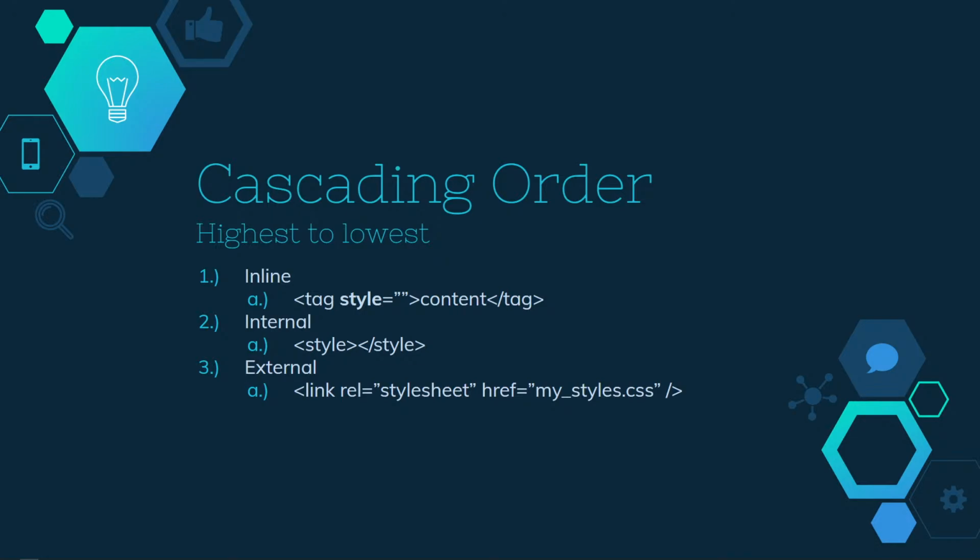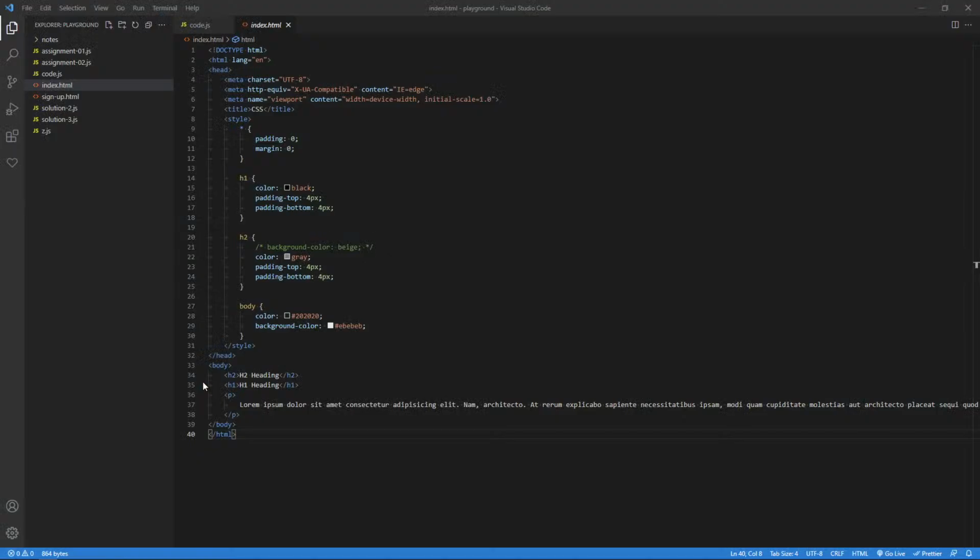We're going to try and figure out where Tailwind fits in this cascading order. Is it inline? Is it internal? Is it external? Where does it live? To answer that question, first we need to go through each one of these one at a time. So first let's write some CSS.